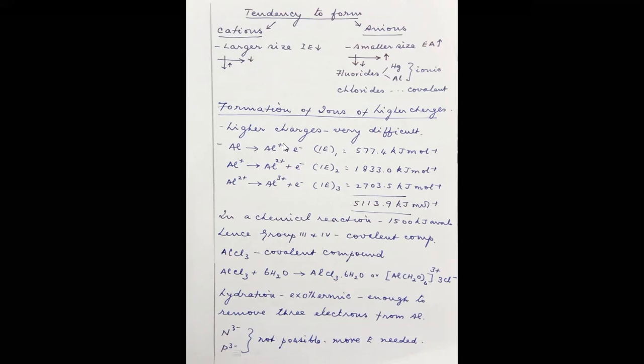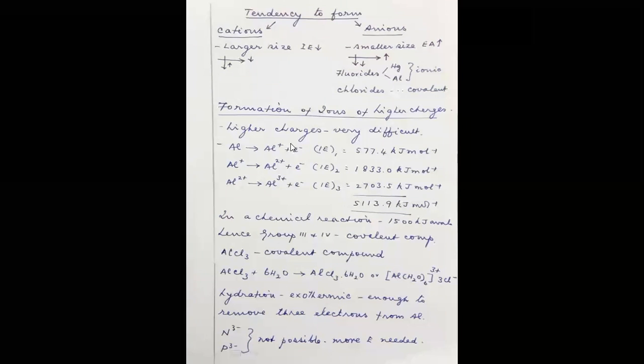The next concept is formation of ions of higher charges. Actually, the formation of ions of higher charges is very difficult. The reason we have already seen. Suppose you take aluminium to form aluminium plus ion by losing one electron; this is called the first ionization energy. The first ionization energy for aluminium is 577.4 kilojoule per mole.